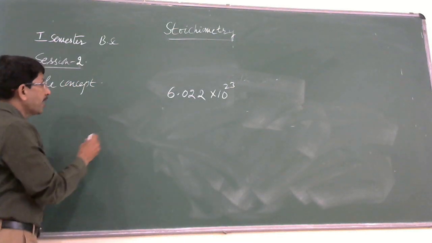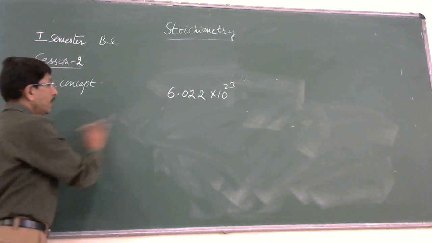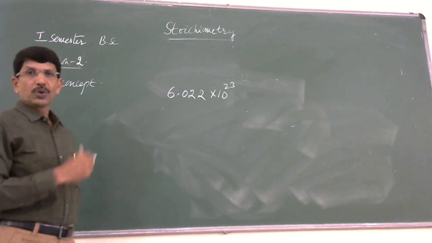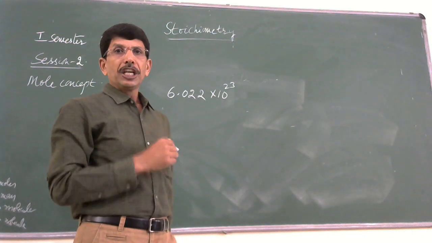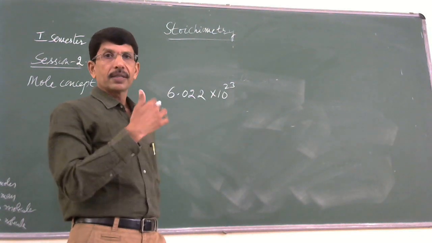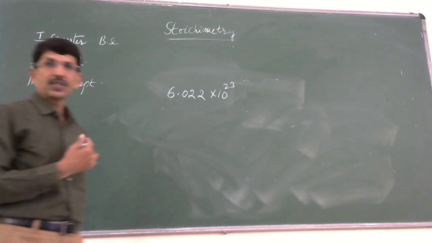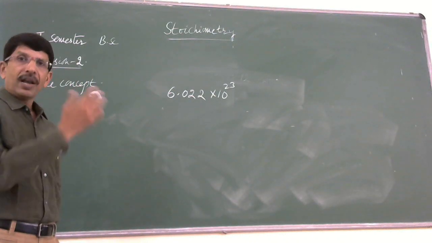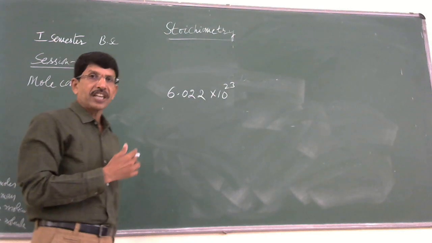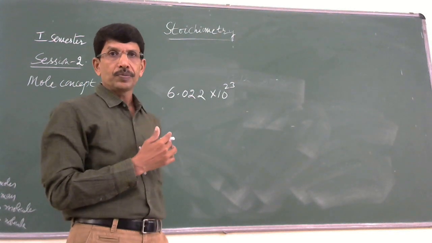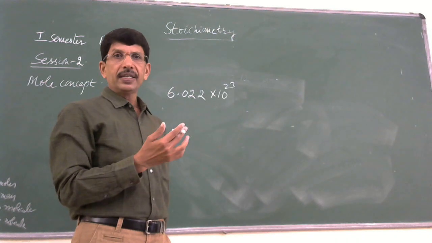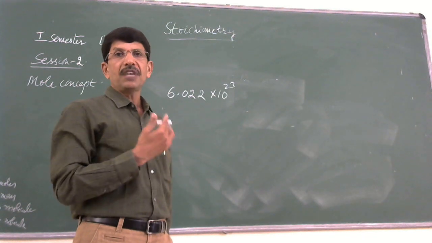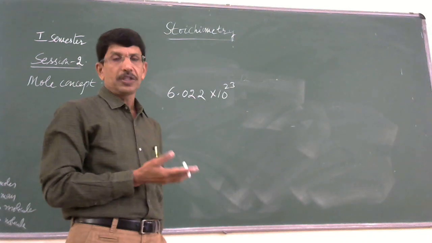So if you consider 1 mole of sodium or 1 mole of HCl or 1 mole of any compound, in order to calculate the mass of 1 mole, which is called molar mass, we have already discussed atomic mass and molecular mass. Molecular mass is calculated by summing up the atomic masses of all the atoms present in the molecule.